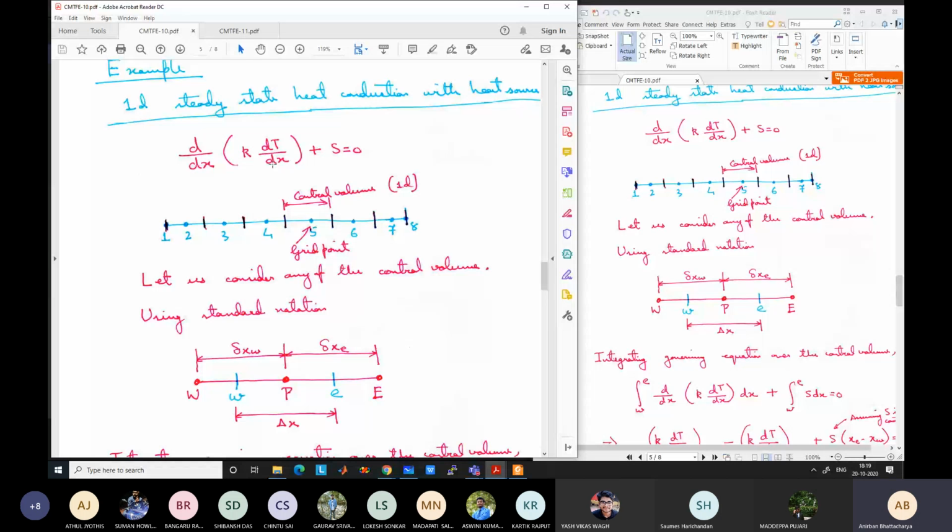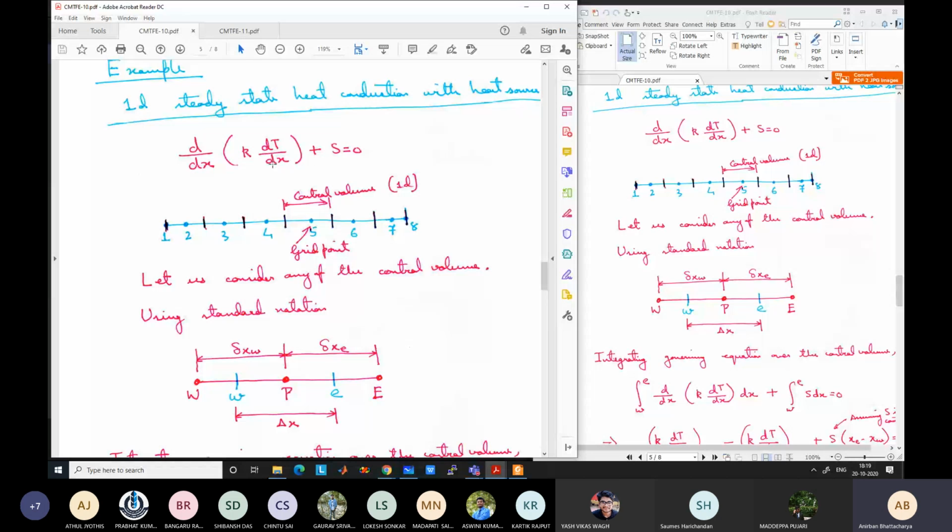And we have seen how to derive the discretized equation. What were the steps again? Let me just repeat again. The first step is always to divide the geometry into a certain number of control volumes. Here we are assuming that there is a long 1D rod and we are dividing it into 6 internal control volumes, 1, 2, 3, 4, 5, 6. 2 grid points are there at the ends and 6 internal control volumes.